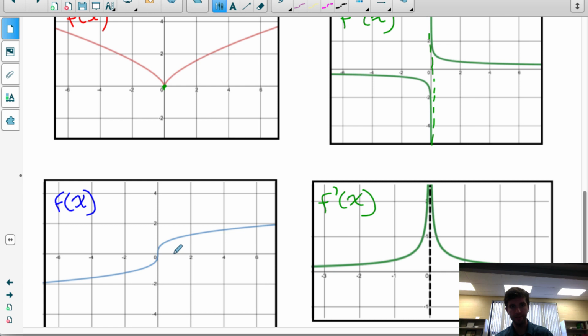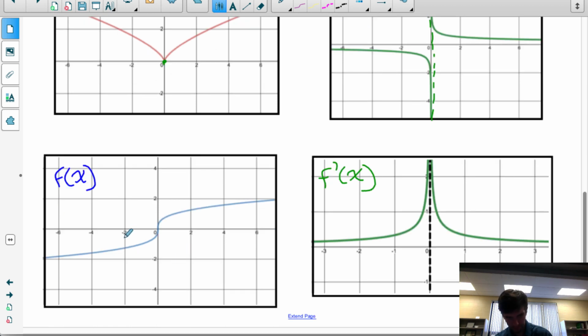Another example would be this one. Notice the derivative doesn't exist at an x value of 0, but the original function does. It's not a local max or min though, right? It doesn't have to be a local max or min. It just means there's a potential local max or min there.